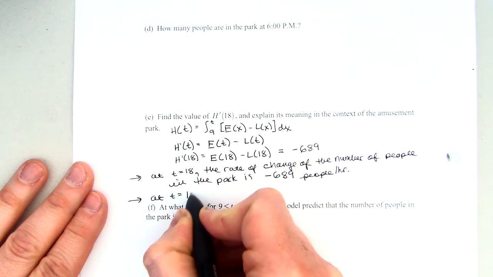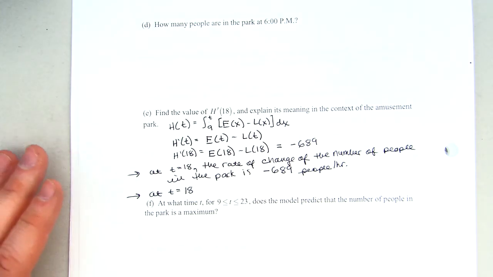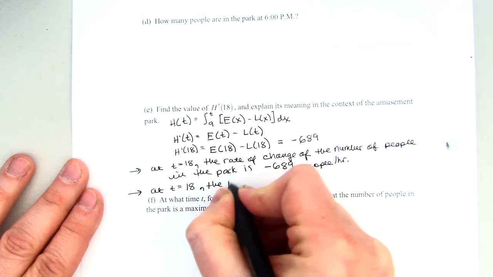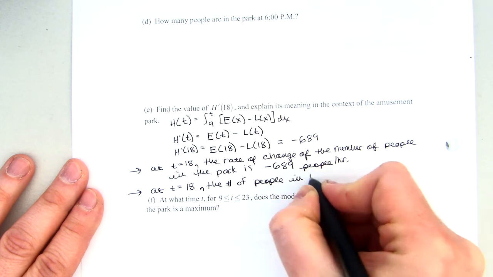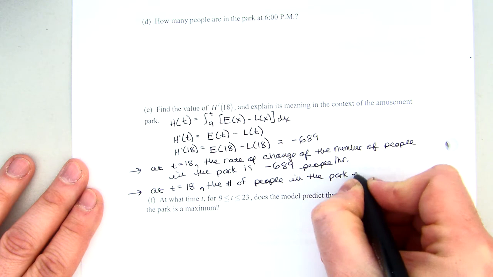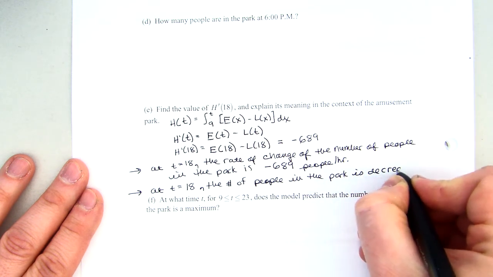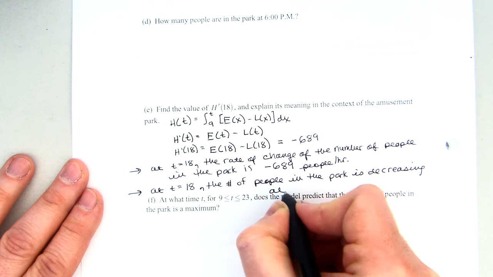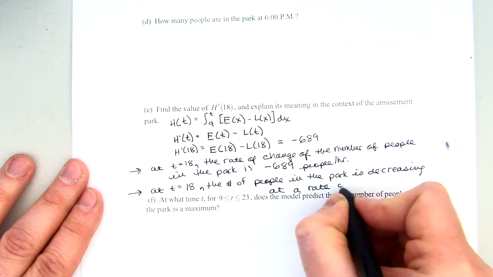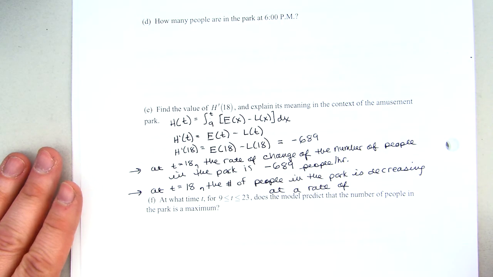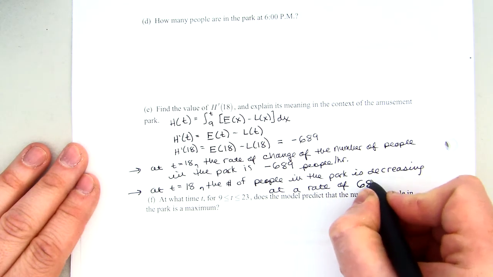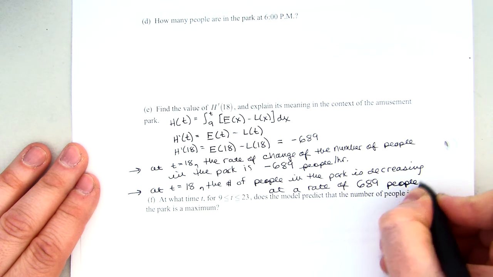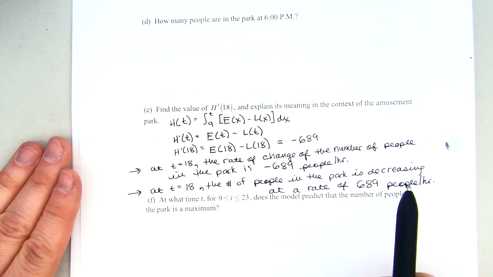We could say what I already wrote, or we could say at t equals 18. You could also certainly say 6 p.m. for all these things. The number of people in the park is decreasing at a rate of negative 689 people per hour? Good. Don't account for the negative both in your language and the number. If you're decreasing by a negative, that technically means you're increasing, which is not what's going on. 689 people per hour.